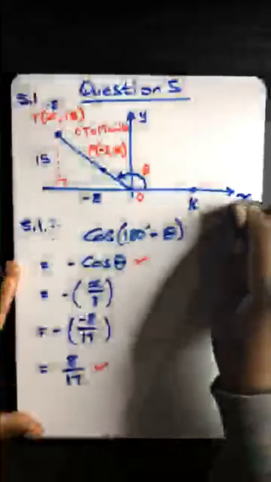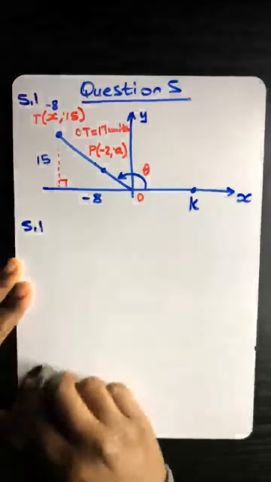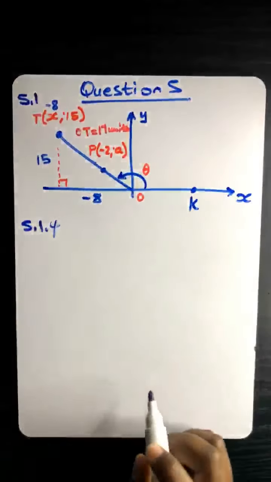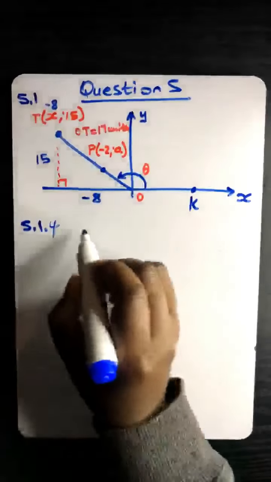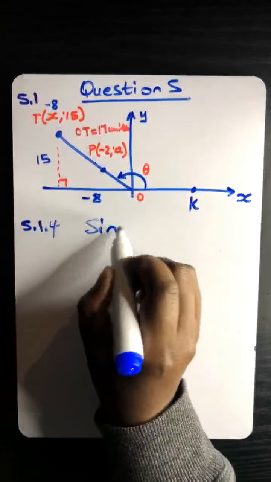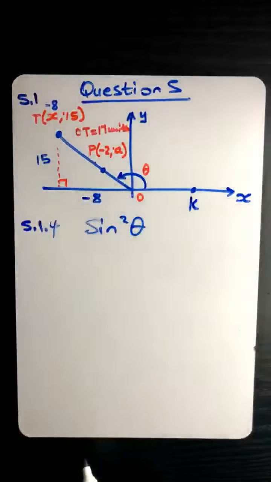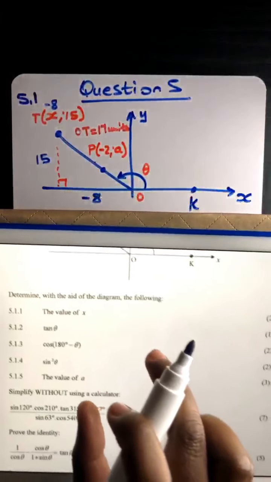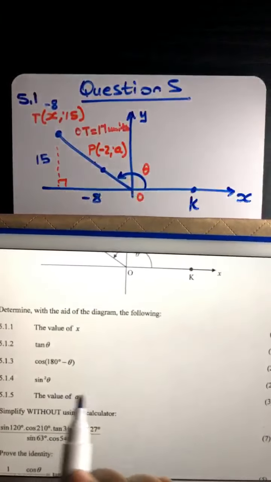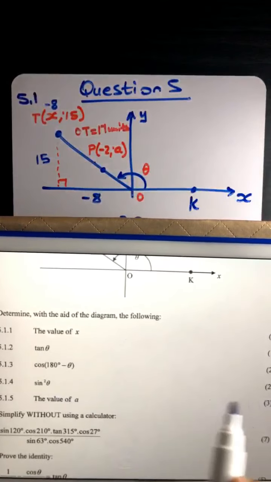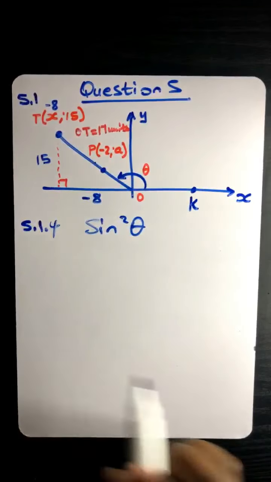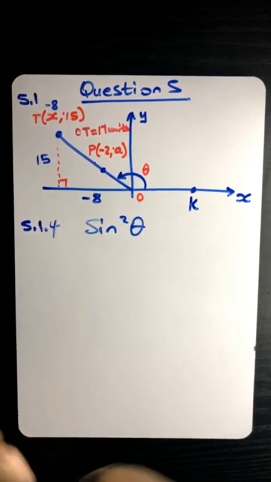Okay, so now we move to 5.1.4. Let's see. Sine squared angle theta. This is what the examiner wants you to determine, as you can see over there. And this one is allocated 2 marks. So anyone who's got an idea of how we can approach this type of problem?